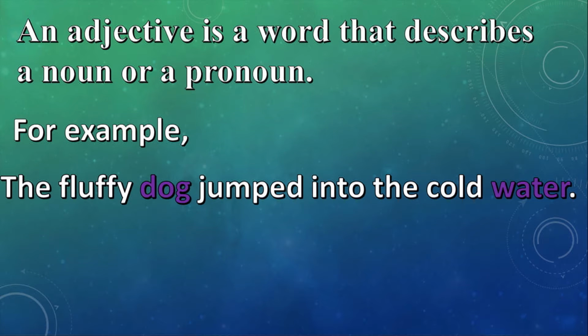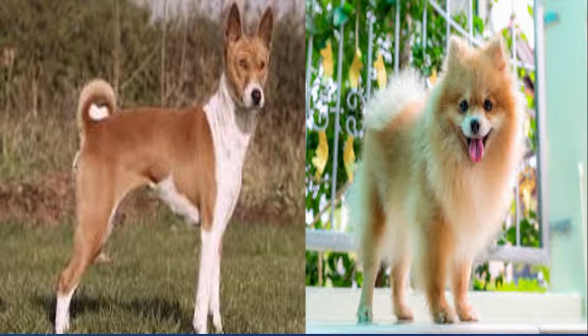You have an idea? So we have the fluffy dog and we have the cold water. So fluffy is an adjective and it's being used to describe the noun, and the noun in this case is the dog. Cold is an adjective that's being used to describe the temperature of the water, and it's describing the noun, which in this case is the water.